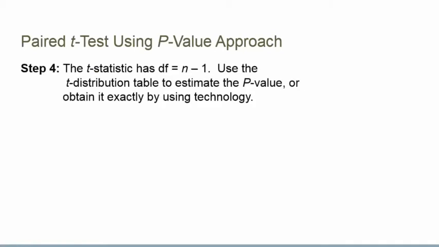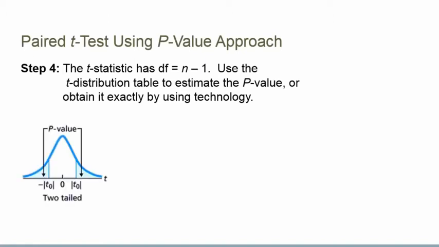Paired t-test using p-value approach. Step 4. The t-statistic has degrees of freedom equal n minus 1. Use the t-distribution table to estimate the p-value or obtain it exactly by using technology. The p-value for a two-tailed test takes the area to the left of negative absolute value t sub 0 and adds it to the area to the right of positive absolute value t sub 0.